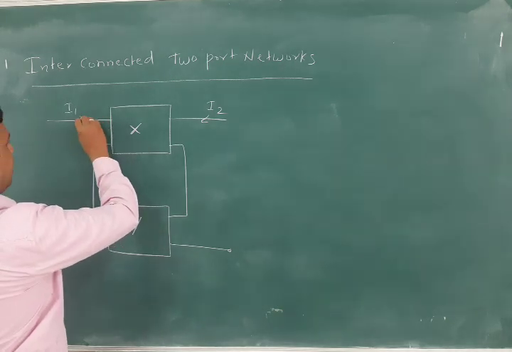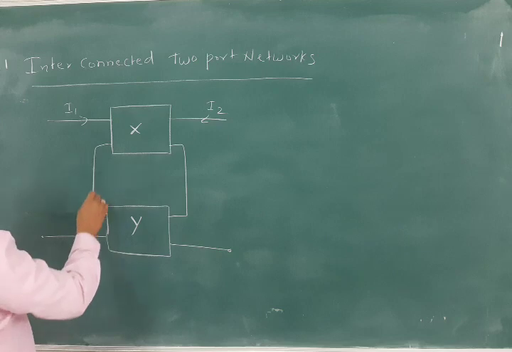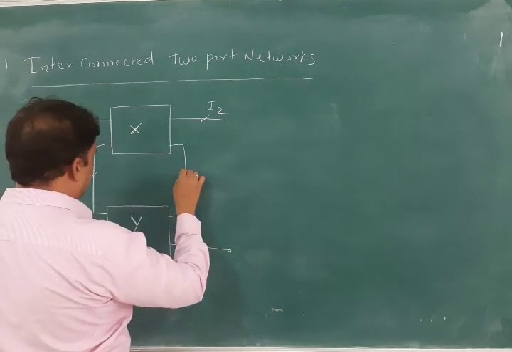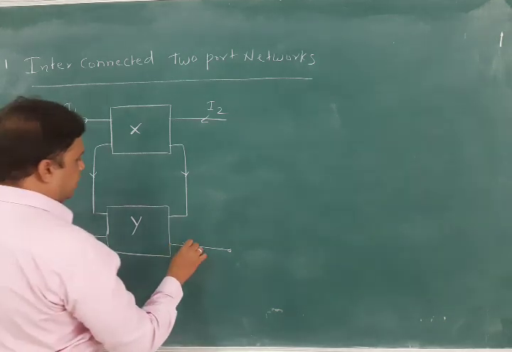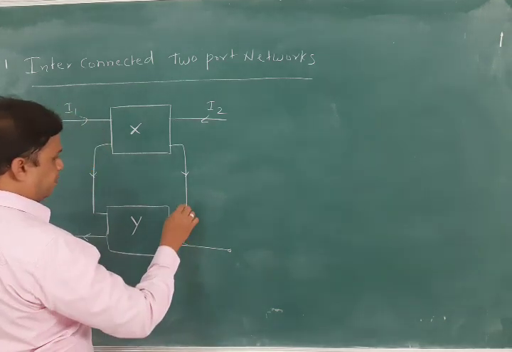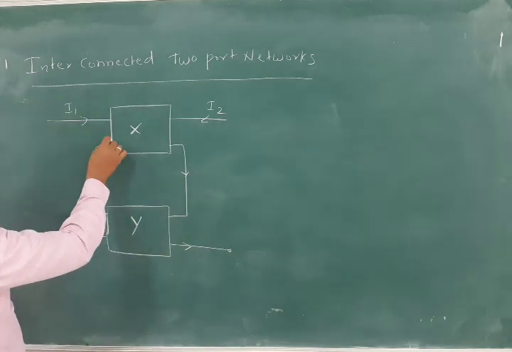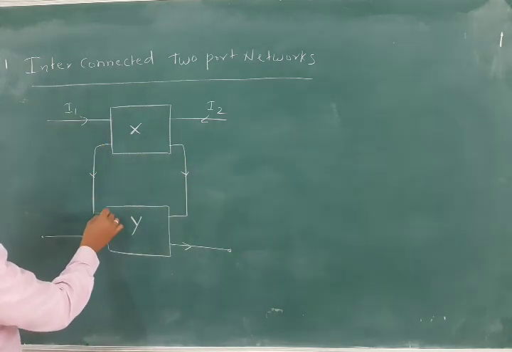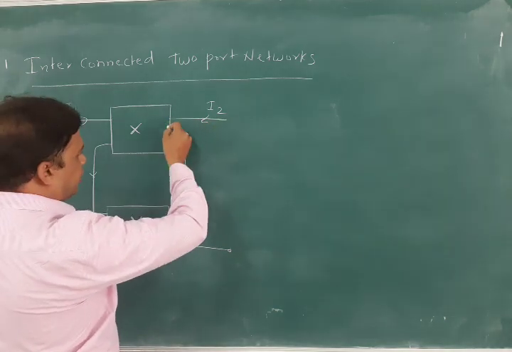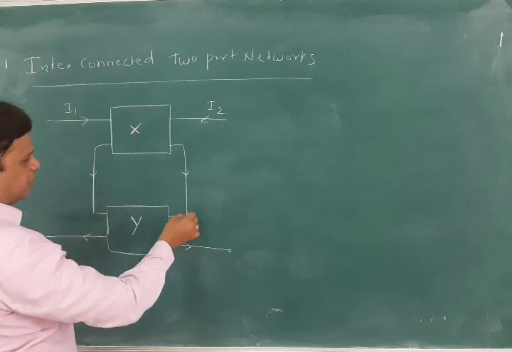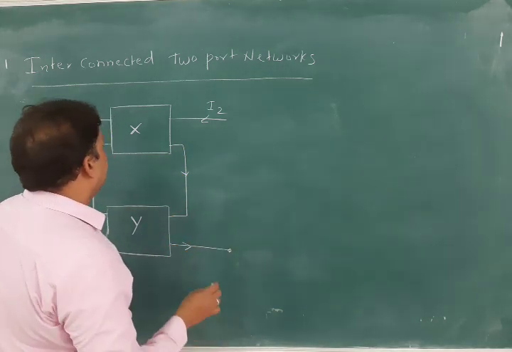Now the current I1 goes into this, and the current flows into this network, comes out, and goes through this port again. The current enters from here in this direction, enters this network, and goes to the end of this port.